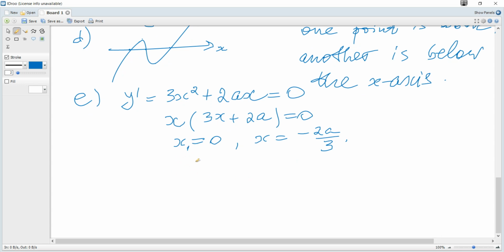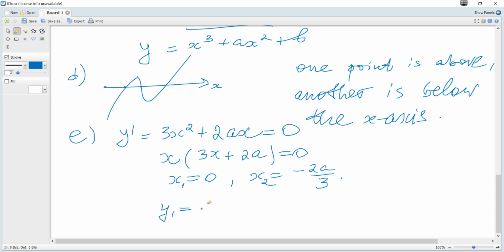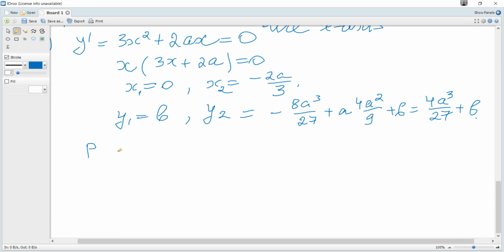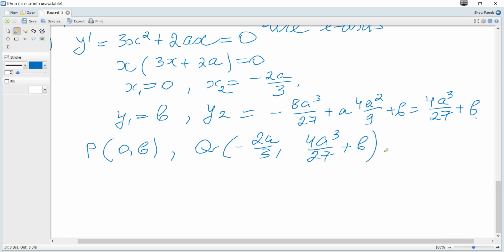And let it be x1, x2, so y1 is what? When x is 0, it's just b, and y2 is, substituting negative 2 over 3 times a for x, we get what? Negative 8a cubed over 27 plus 4a squared over 9 times a, that is 12 over 27, 12 minus 8 is 4, so 4a cubed over 27 plus b as required. So you can see that the points of zero gradient are P (0, b) and Q (negative 2a over 3, 4a cubed over 27 plus b) as required.